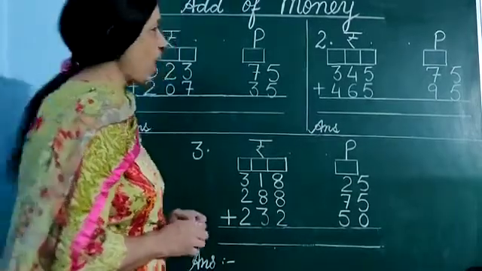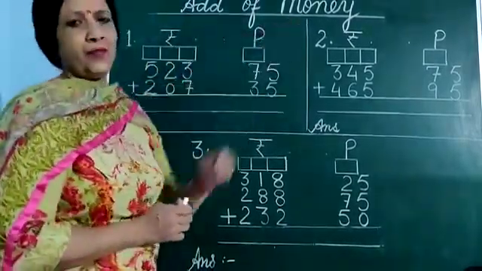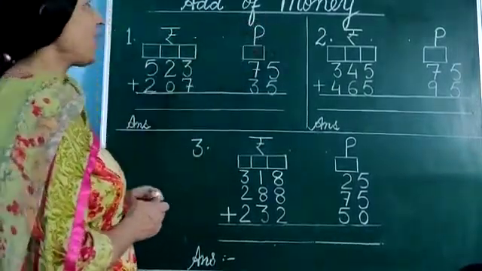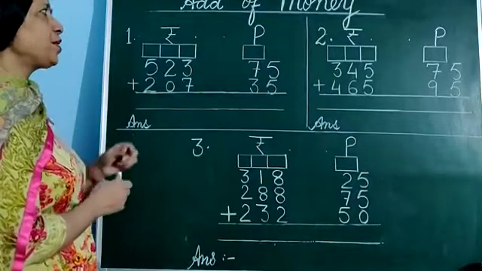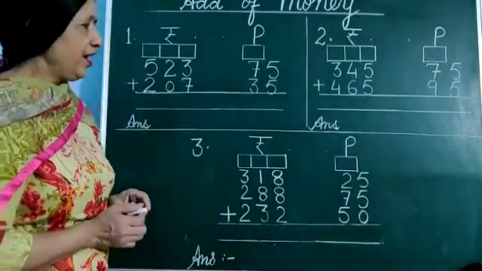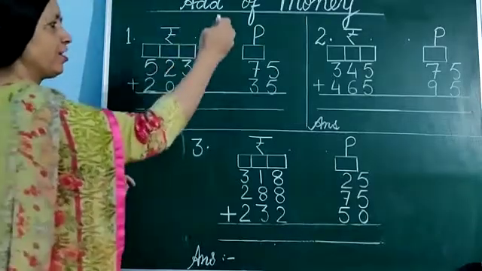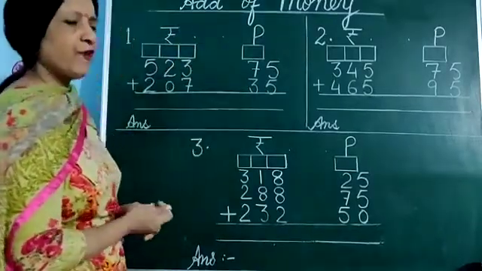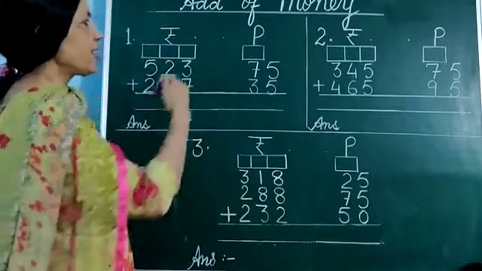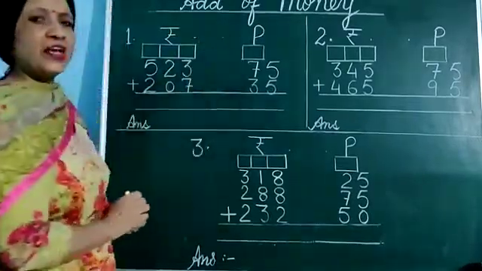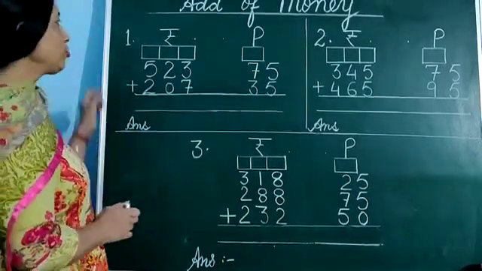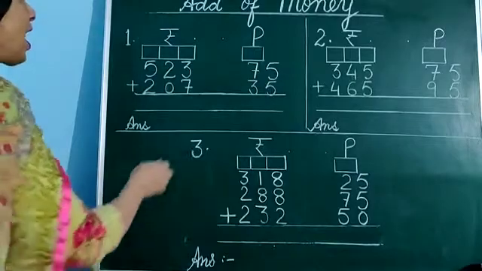Today we will do addition of money. What will we do today? Addition of money. Addition of money is same as simple addition sums. It means that when we add 2 or 3 numbers and we get answer in a double digit, then the carryover is shifted to the next box. Is it clear, beta?